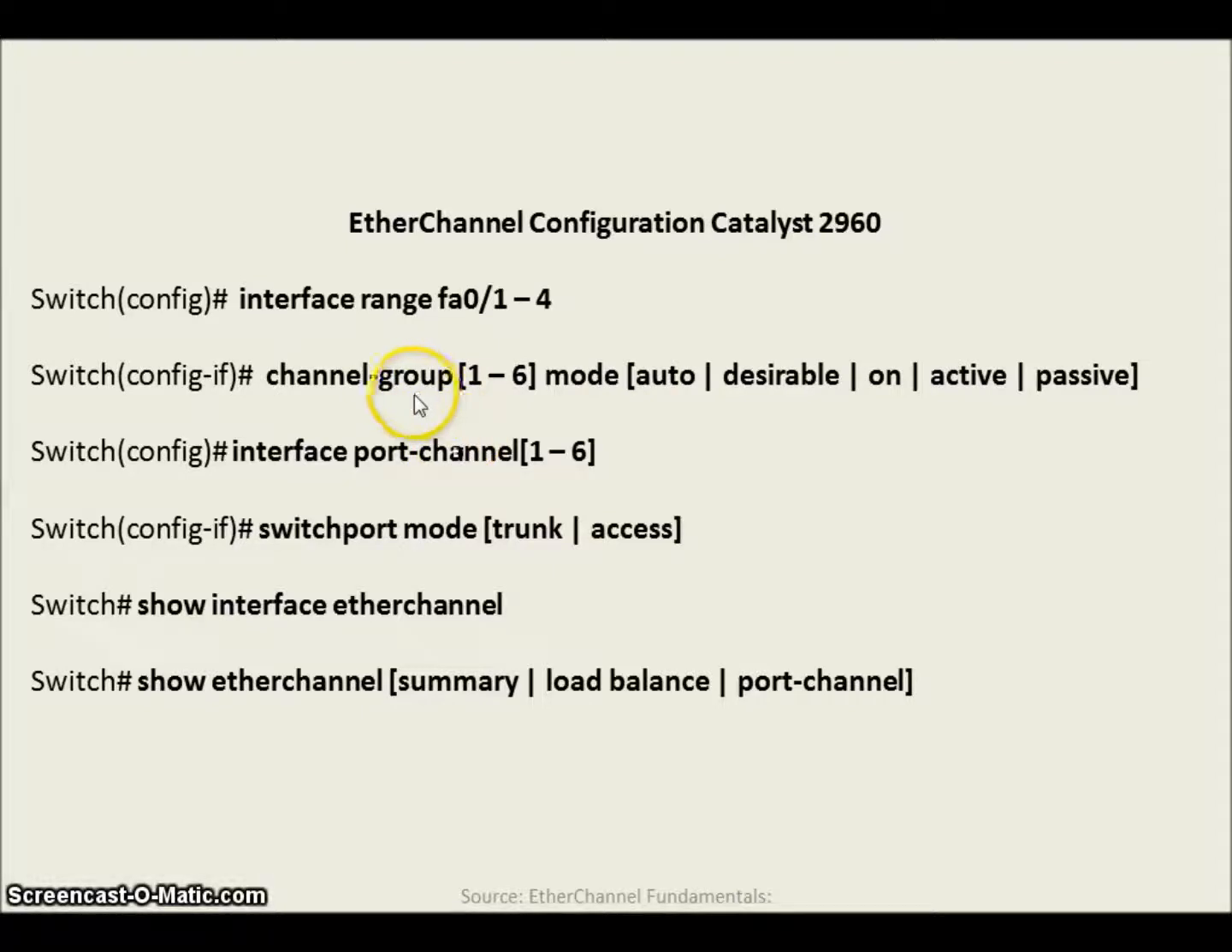Once you've created the channel group, you would go into the interface port channel of the channel group number you created, and then from there you can assign it either trunk, access, trunk native VLAN, and so forth. To check configurations, you have your show interface EtherChannel, show EtherChannel summary, load balance, and port channel.